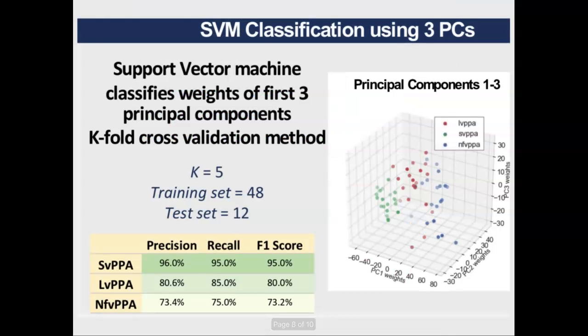We then use the weight of each subject for the first three eigenbrains to then train a support vector machine classifier using the k-fold cross-validation method. We found that classification performed with relatively high accuracy, ranked by performance in this table. The plot to the right is the 3D representation of the entire set of the first three PC weights.